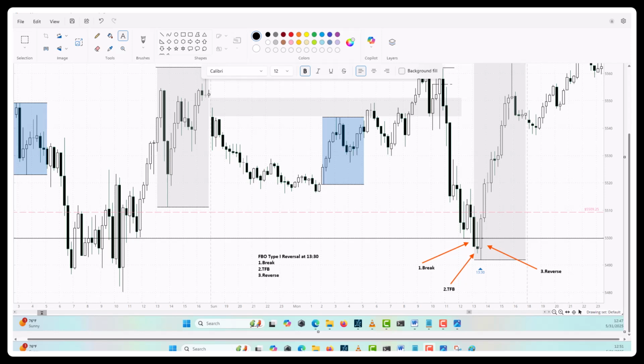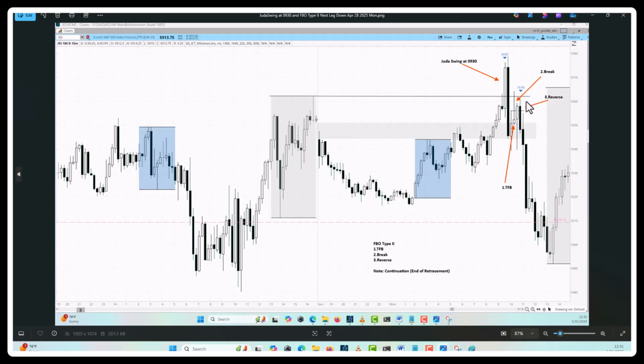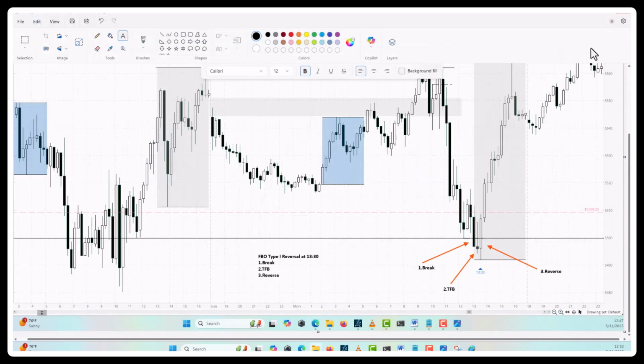What did I write up for that, April 28th? We did do the write up. Oh yeah, right here. Yeah, right here is the type 2 continuation. Oh, okay, so we need to put right here continuation right there, and end of retracement at 10:45. Yeah, let's fix up this one a little bit.